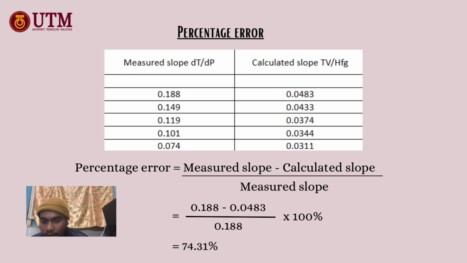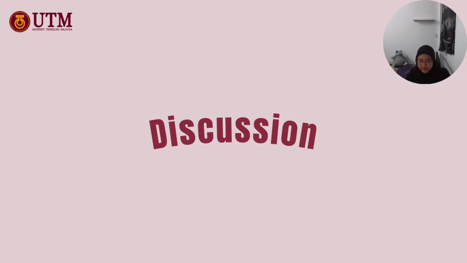So in this experiment, our percentage of error is 74.31%. As you all know, in an experiment the percentage of error shouldn't be more than 20%, but in our experiment we got 74.31%. So this is the discussion that has been done for this experiment.